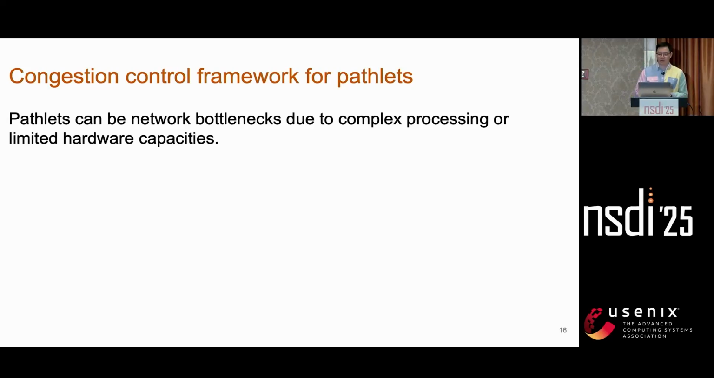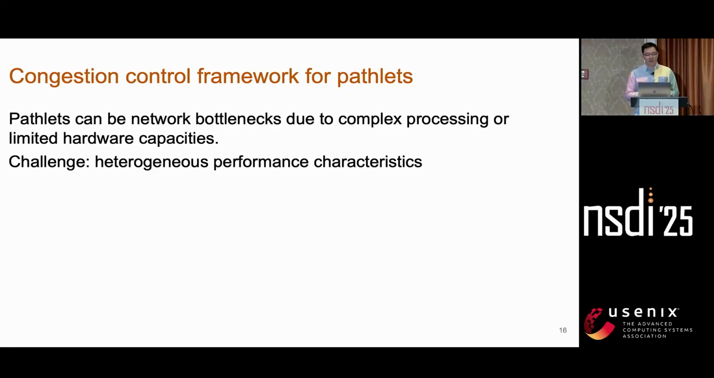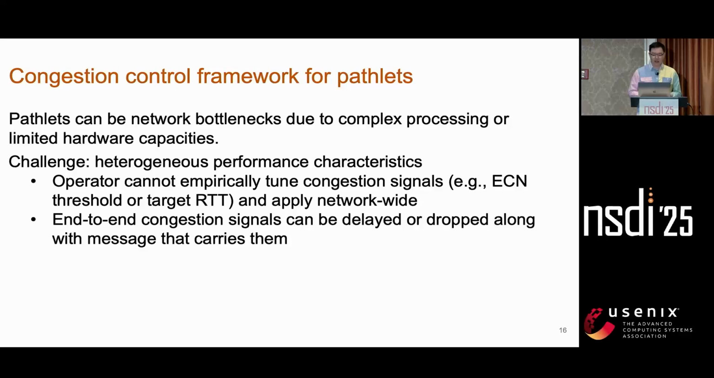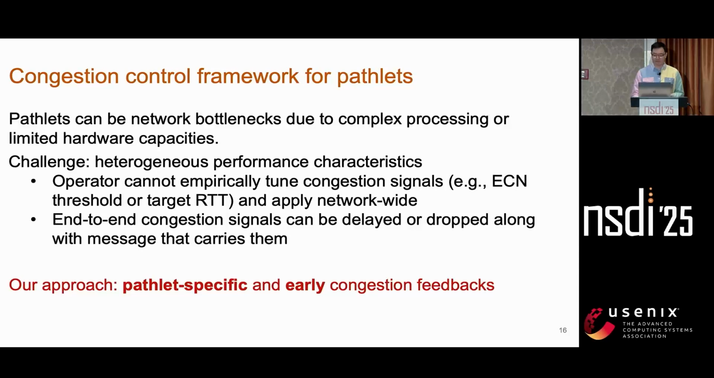What is special about in-network computing is that pathlets now can be network bottlenecks, potentially running below the line rate, depending on the processing complexity and hardware resources. The challenge is that unlike the fabric that has constant link bandwidth and known switch buffer sizes, the performance characteristics of the pathlets really depend on their implementation. So the operator can no longer empirically tune the congestion signals such as ECN threshold or target RTT and use them for the whole network. Also, end-to-end congestion signals can be delayed or later dropped. Therefore, we come up with a congestion control framework that allows pathlet-specific and early congestion feedbacks.